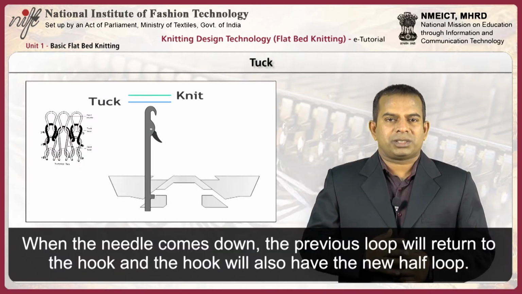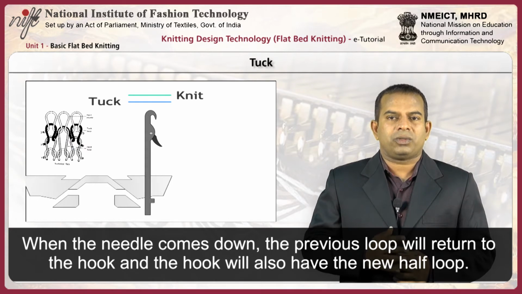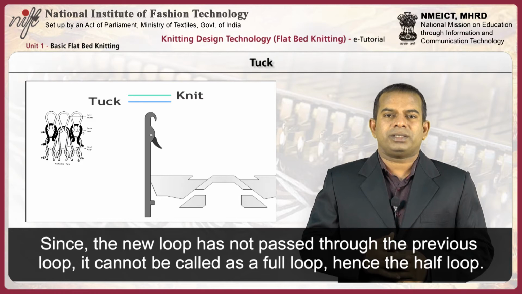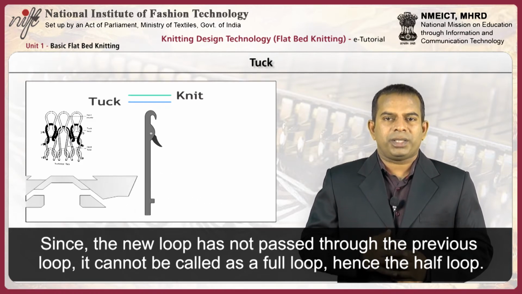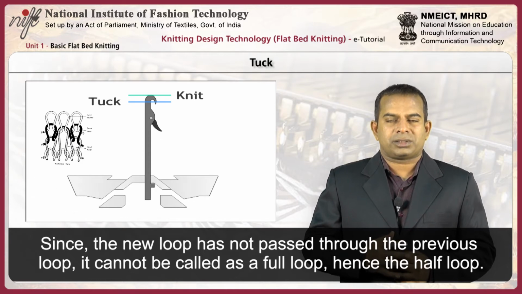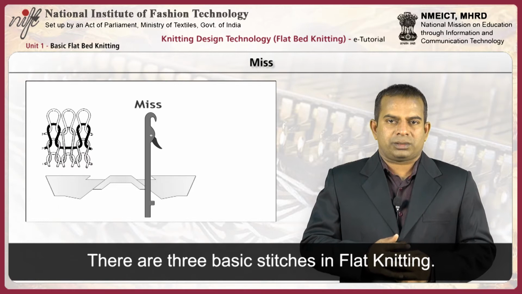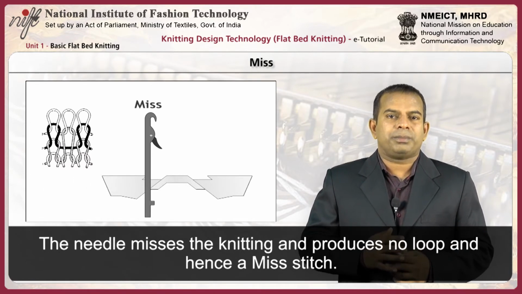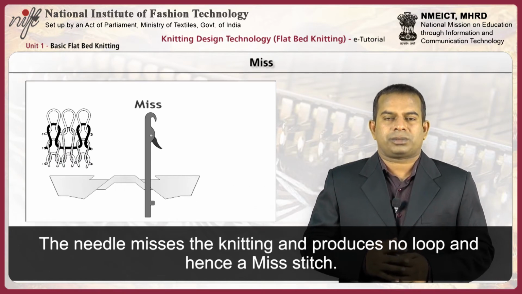When the needle comes down, the previous loop will return to the hook and the hook will also have a new half loop. Since the new loop has not passed through the previous loop, it cannot be called a full loop, hence the half loop. To produce a miss stitch, the needle should not go up at all. The needle misses the knitting and produces no loop, and hence a miss stitch.